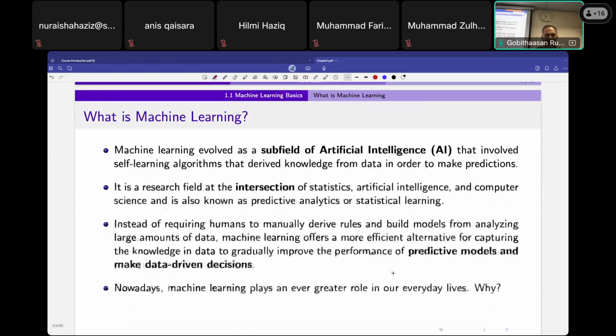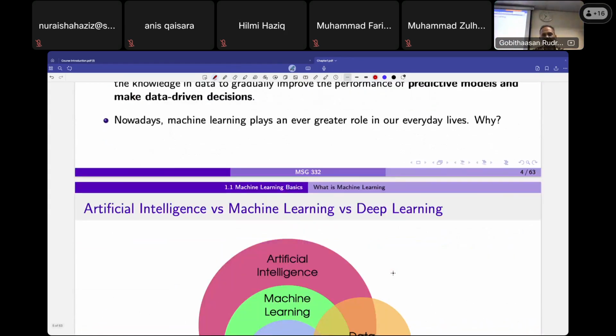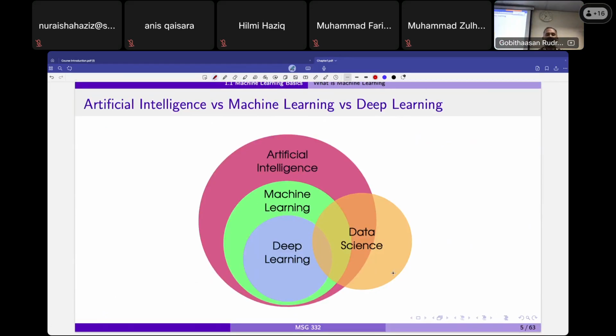Okay, so let me show this diagram, a Venn diagram. Machine learning is basically a part of artificial intelligence. Artificial intelligence has been around for very long now. For example, neural networks are not something new. Rather, they have been there for very long. Unfortunately, we didn't have enough data and enough computation power in those days. That is why it was not blooming then.